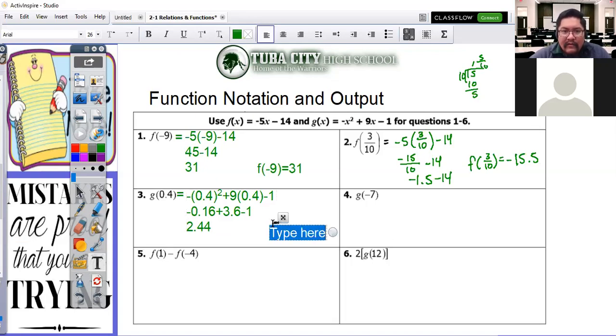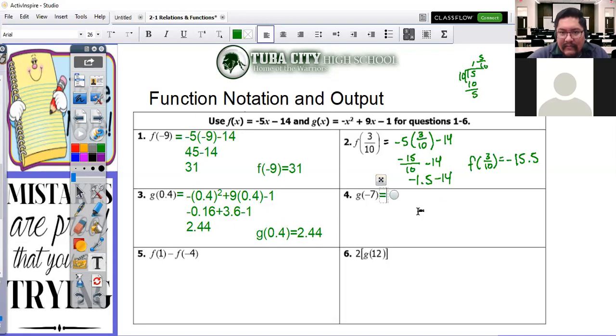And now we have our final answer: if my input is 0.4, I get 2.44. Okay, and there you go. So again, it's just a matter of evaluating. All right, now this one is -7, so that's the one I'm going to have to put in there.